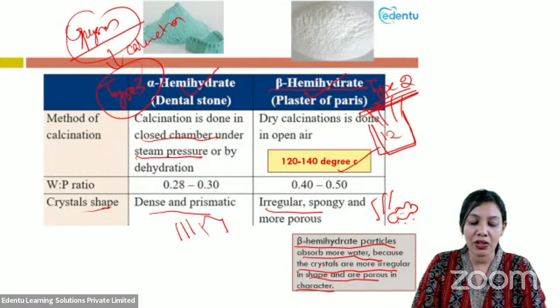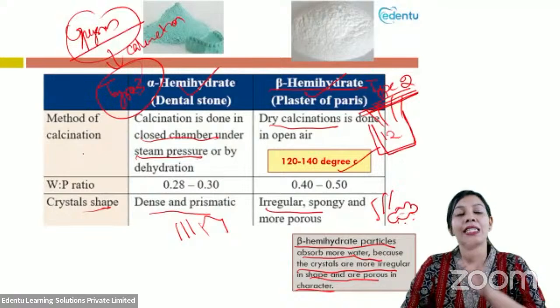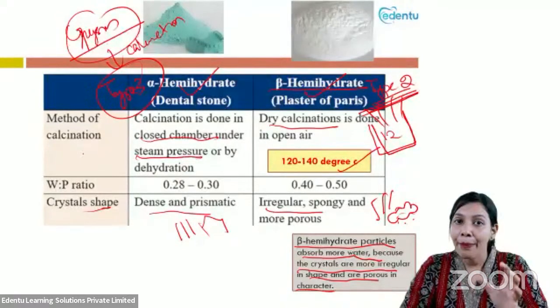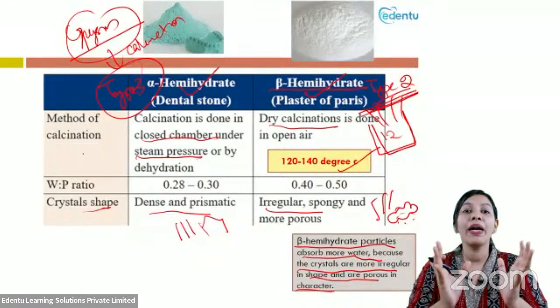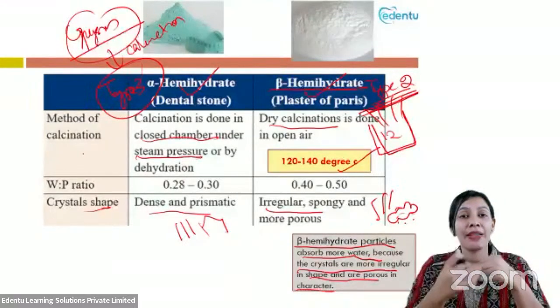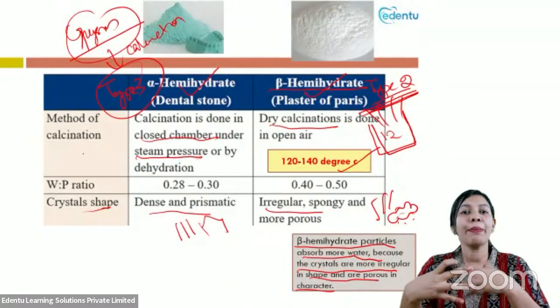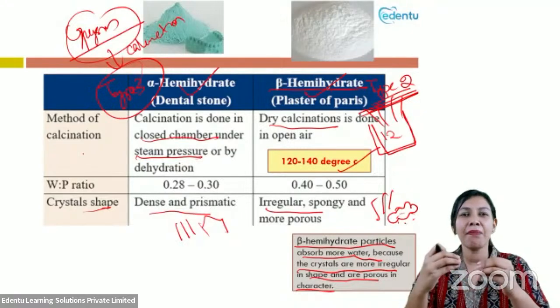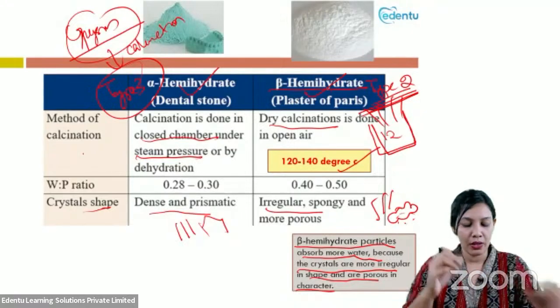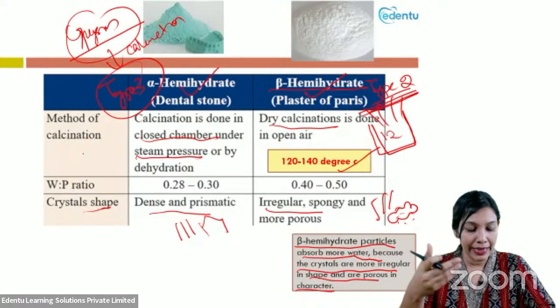One is called the dry calcination. This is called the wet calcination. So beta hemihydrate is type 2 and type 3 is the alpha hemihydrate. Beta hemihydrate: open kettle, presence of air. The other is dry or in the presence of steam or pressure. And beta hemihydrate, plaster of Paris, is very much spongy, porous. Okay, so that is a main important point that you need to memorize in this slide.